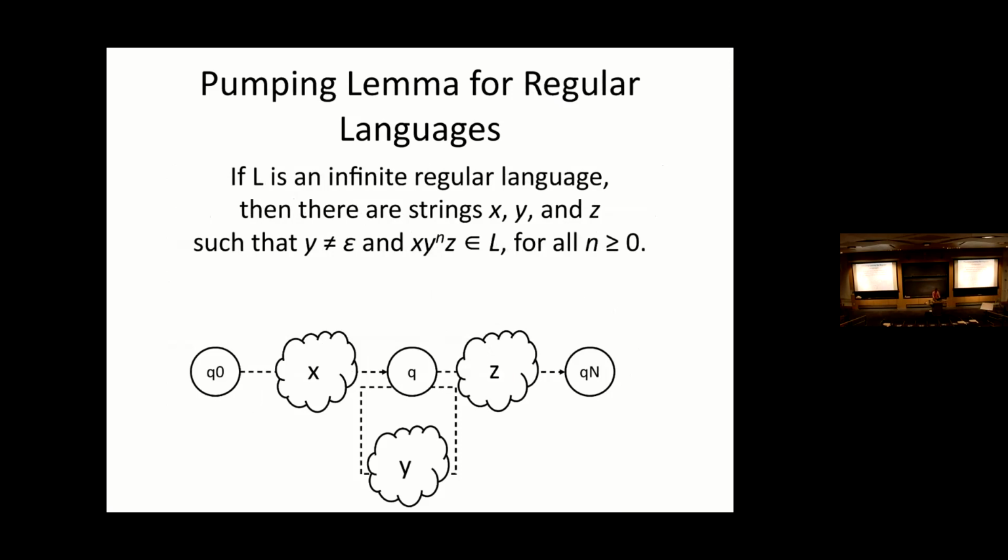So here is a visual illustration. If L is an infinite regular language, then there are strings X, Y, and Z, such that Y is non-empty, and X Y to the N Z is a member of L for all N greater than 0. So Y here is in our loop. So we can use this to prove that a particular language is not regular.